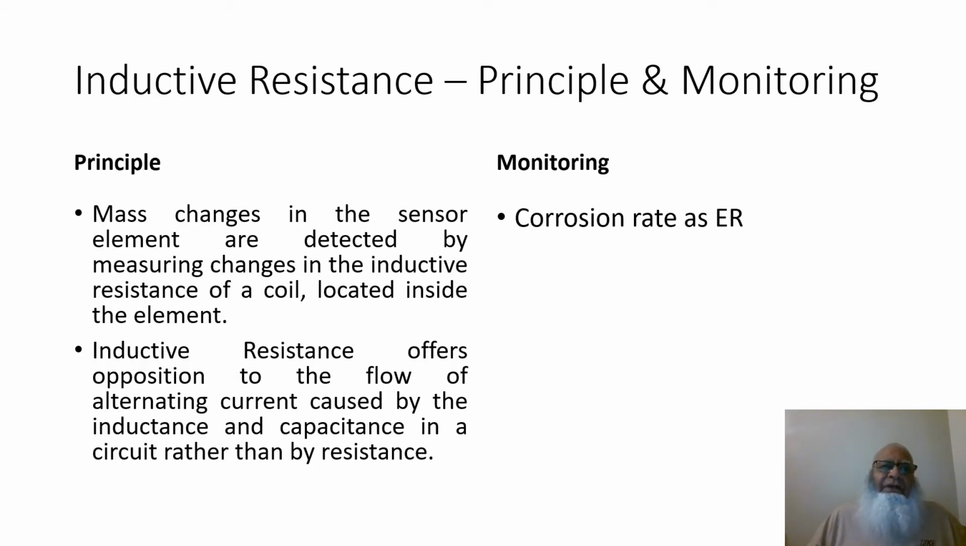This slide shows another technique based on the inductive resistance, its principle and monitoring. Principle is mass changes in the sensor element are detected by measuring changes in the inductive resistance of a coil located inside the element. Inductive resistance offers opposition to the flow of alternating current caused by the inductance and capacitance in a circuit rather than by a resistance. Monitoring: corrosion rate is monitored just as ER.